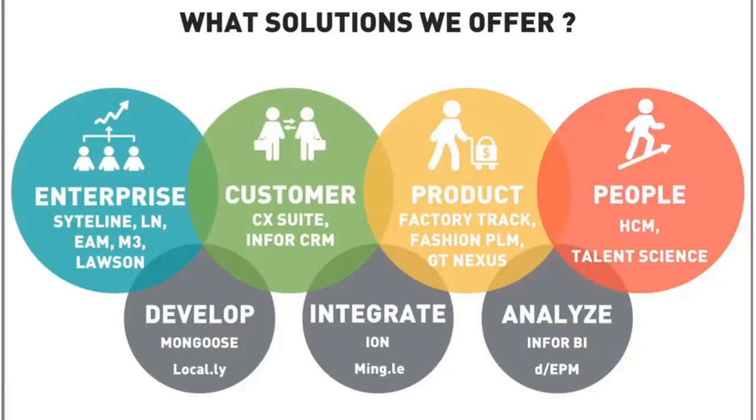Coming to the products we have in the Infor space, we have a lot of enterprise offerings. We have customer-specific offerings where customer experience and customer relationship management can be improved. We have a lot of product-specific offerings wherein these solutions are very specific to industries. We have talent management solutions which are more focused on people management. We also have technologies for developing custom applications. We also have a lot of integration tools, which Shekhar was mentioning about Ion. So we can definitely mix up with any application and move business information from one system to another.